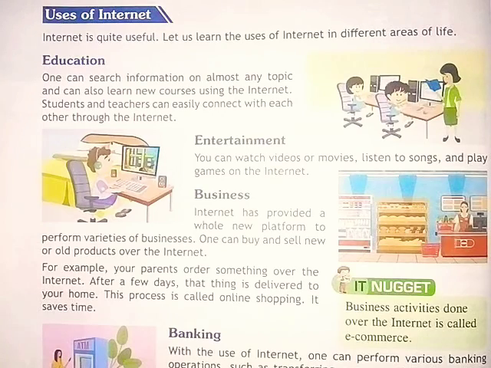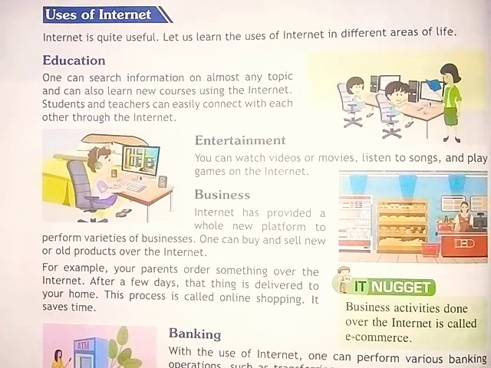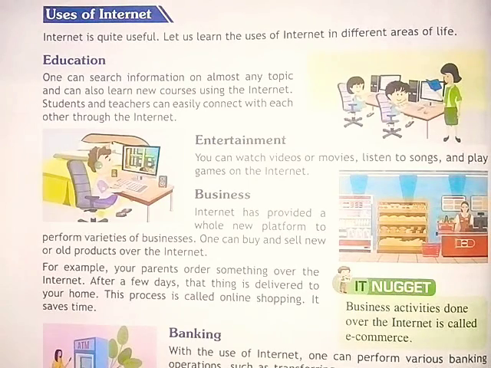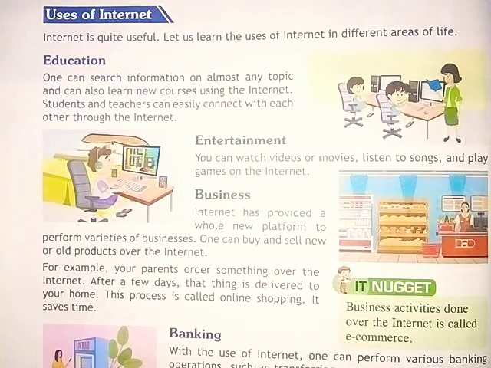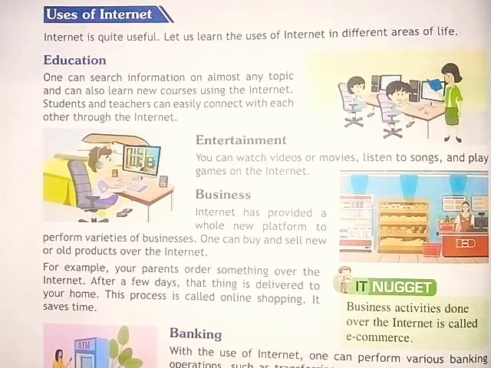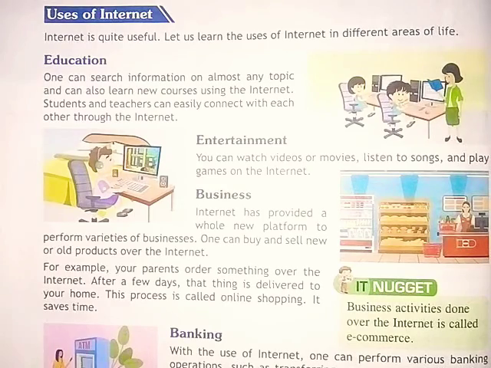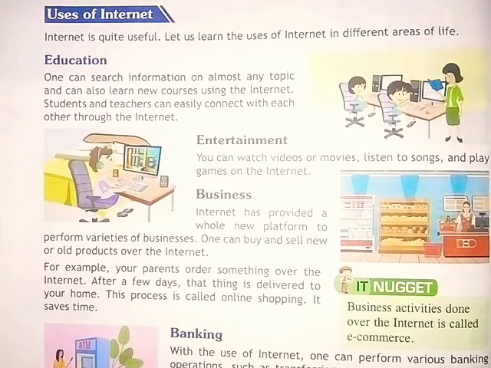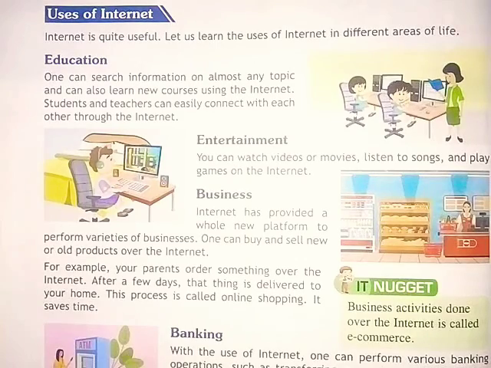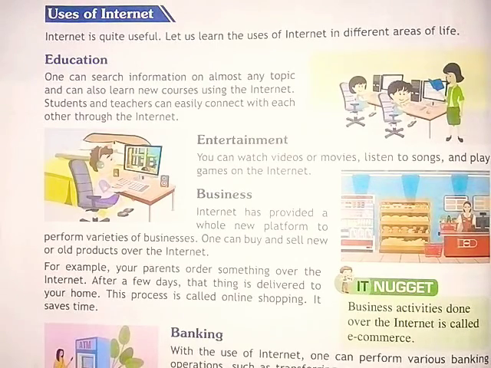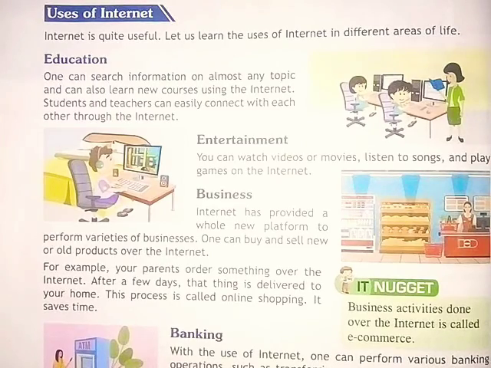Business. Internet has provided a whole new platform to perform varieties of businesses. One can buy and sell new or old products over the Internet. For example, your parents order something over the Internet. After a few days, that thing is delivered to your home. This process is called online shopping. It saves time. Fact: business activities done over the Internet is called e-commerce.